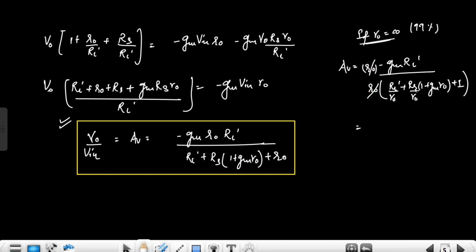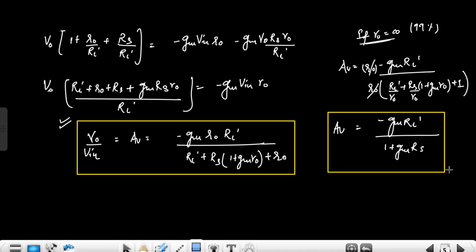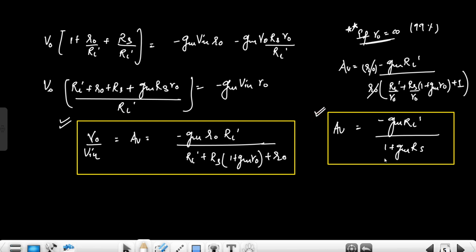Now we put R naught as infinite, so it will be simply minus GM RL dash and upon, here this will cancel, this will become zero, right? And from this, the term that remains is GM RS, and here this 1 plus GM. This is the small signal voltage gain. If R naught is infinite, minus GM RL dash upon 1 plus GM RS, right?